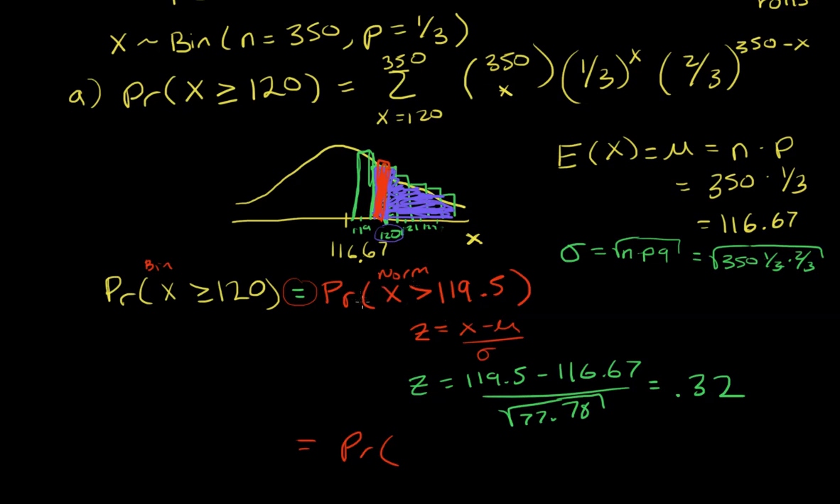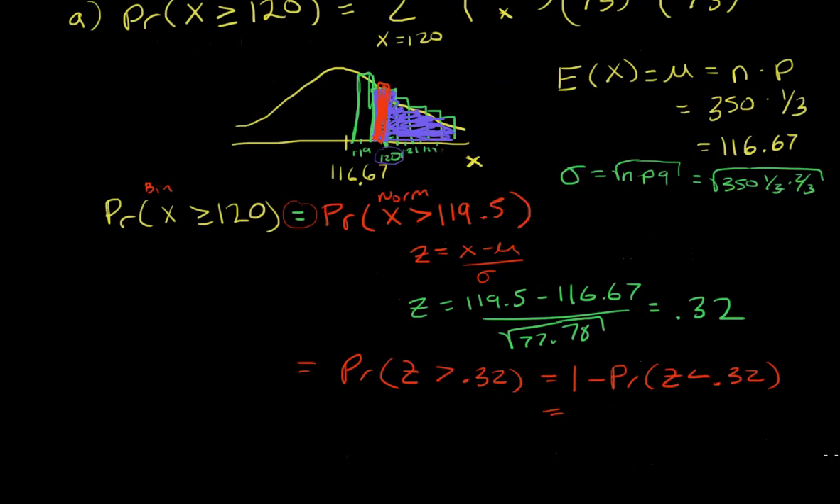So this probability of x is the same thing as the probability that z is greater than 0.32. And if you want to use your table, you have to flip that around: 1 minus the probability that z is less than 0.32. You look up 0.32 in your table, and you get 0.6255. So 1 minus that is 0.3745. Okay? And that would be your answer.